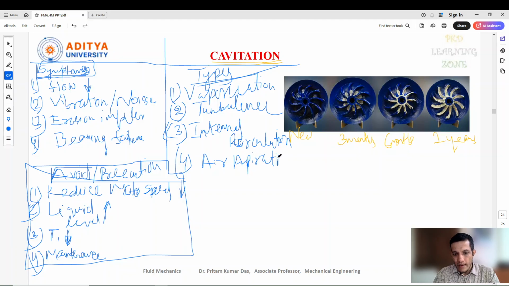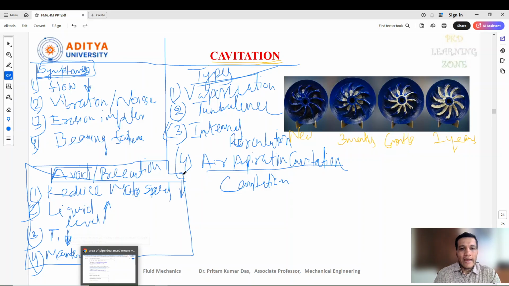And sometimes the air, that is air aspiration cavitation. This is very simple. Sometimes what happens is the air is sucked by the pump while it starts. That means there is a difference of pressure, between atmospheric pressure and inside pressure, and it is not able to suck the water properly because of the pressure difference, and due to that it is only sucking air. Due to this, the cavity formation also happens. So this is also one category of cavitation.